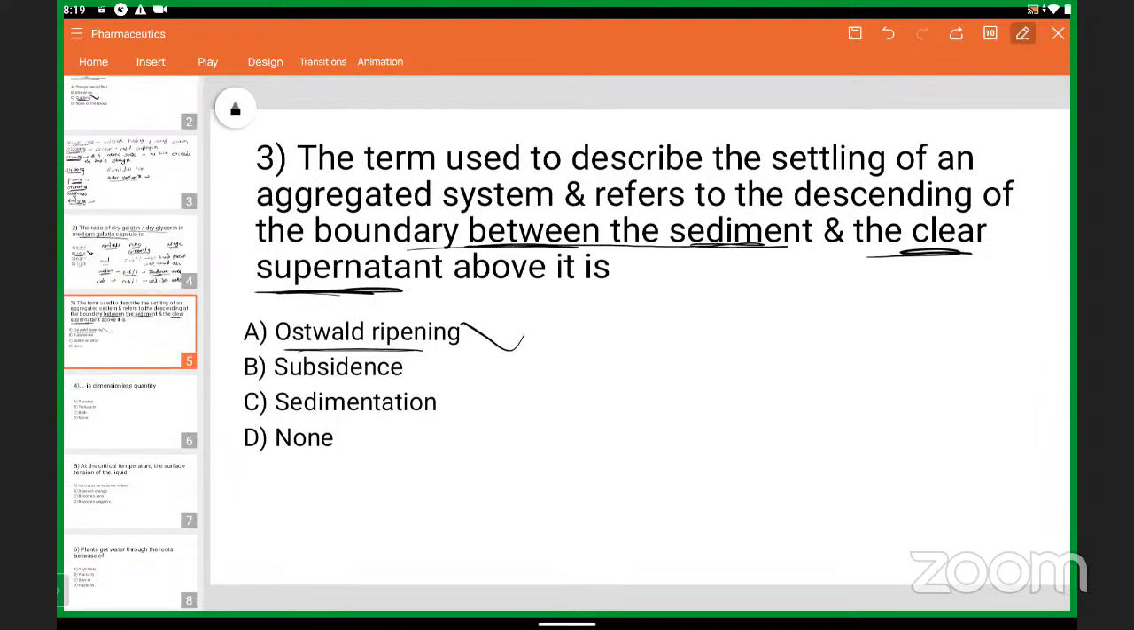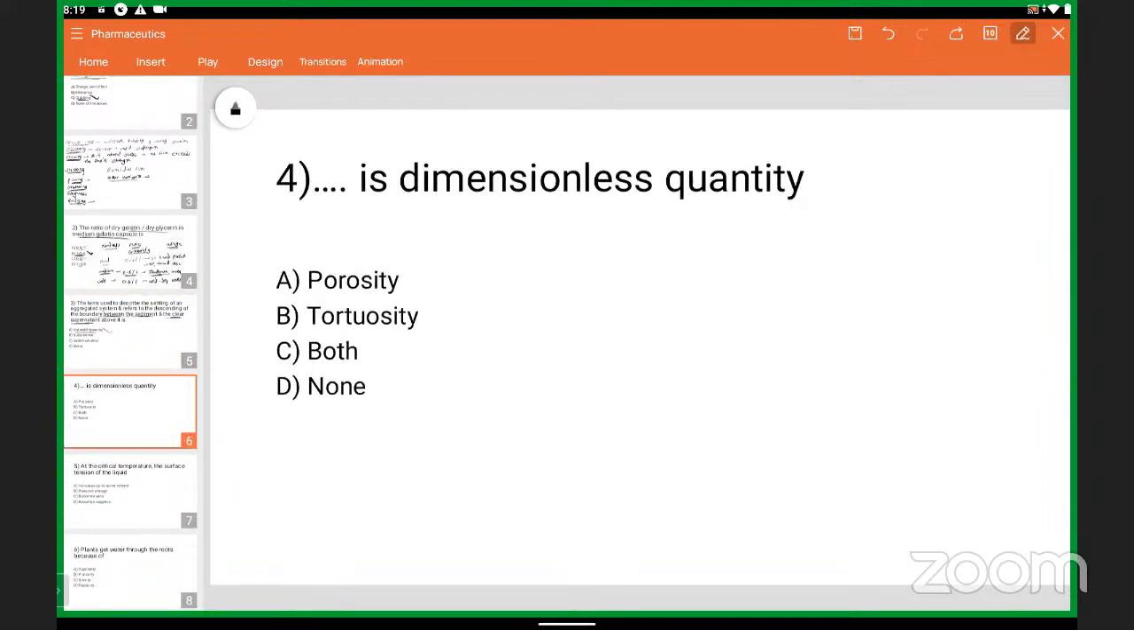Okay, let's move to the next one. That is, dash dash D is the dimensionless quantity. अब ये भी again this is a factual question. So porosity is the right answer for this. Tortuosity is not the answer. Both नहीं है, and none of the options is also not available. So quite easy question है. If you look at it, only two options you have to think about. So yes, porosity is the right answer.